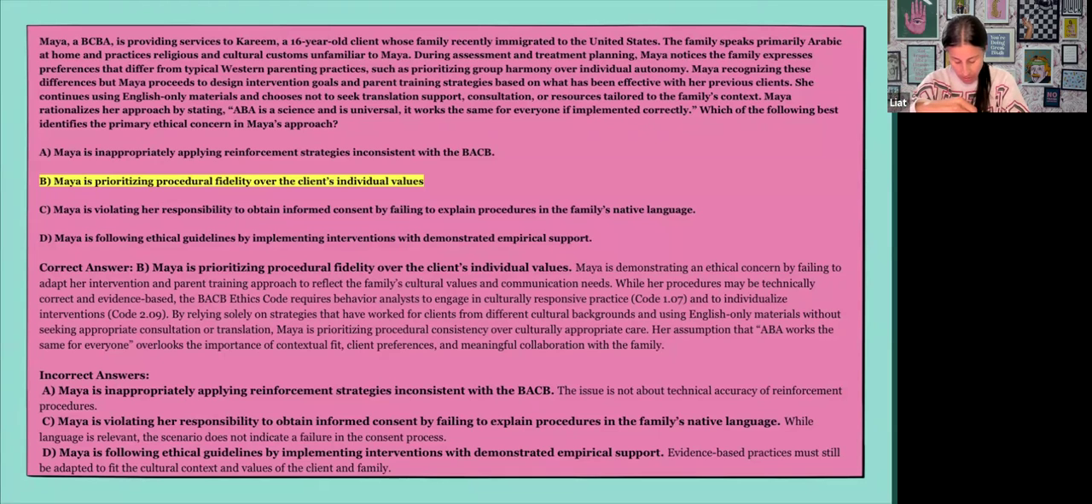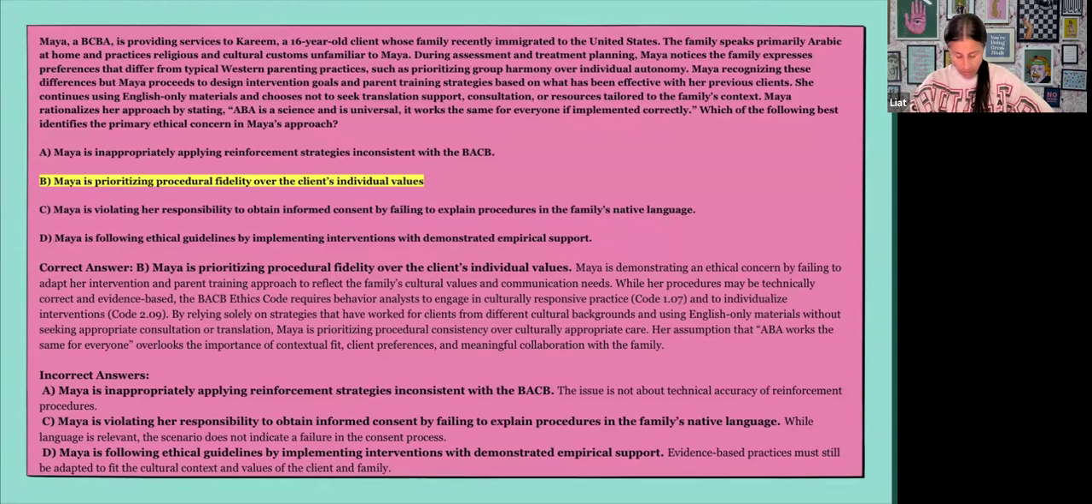the BACB Ethics Code requires behavior analysts to engage in culturally responsive practices and to individualize interventions. By relying solely on strategies that have worked for clients from different cultural backgrounds and using English-only materials without seeking appropriate consultation or translation, Maya is prioritizing procedural consistency over culturally appropriate care. Her assumption that ABA works the same for everyone overlooks the importance of contextual fit, client preference, and meaningful collaboration with the family. So why are the other ones incorrect?